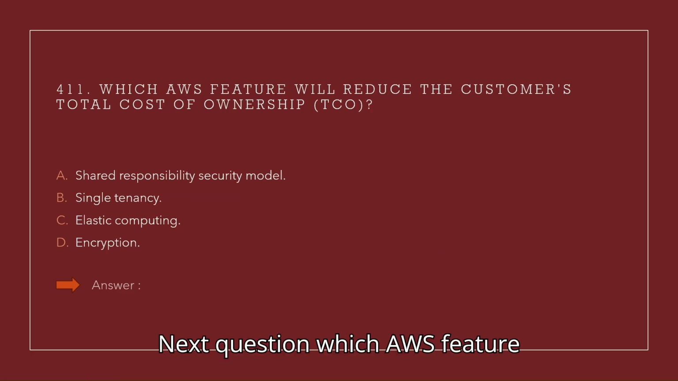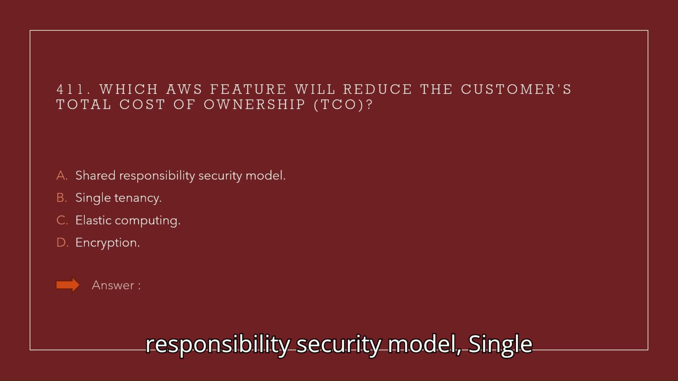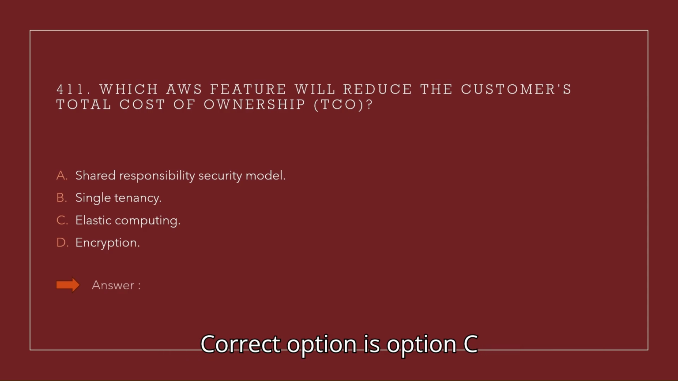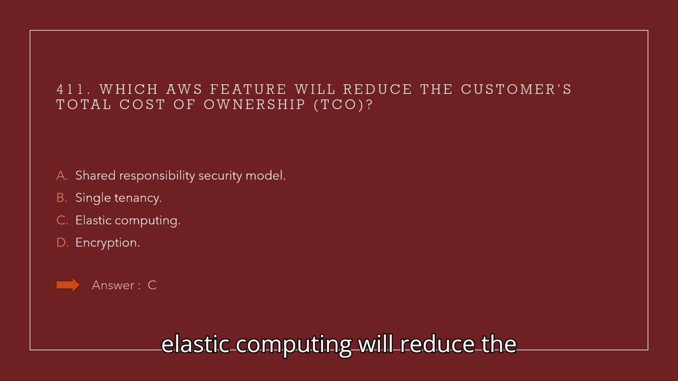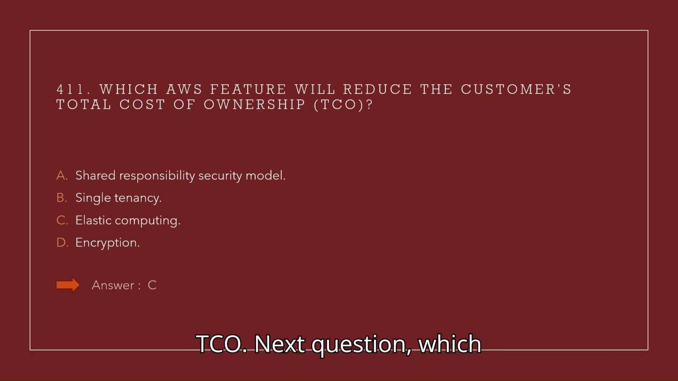Next question. Which AWS feature will reduce the customer's total cost of ownership, TCO? Shared Responsibility Security Model, Single Tenancy, Elastic Computing, or Encryption. The correct option is option C, Elastic Computing. So elastic computing will reduce the customer's total cost of ownership, TCO.